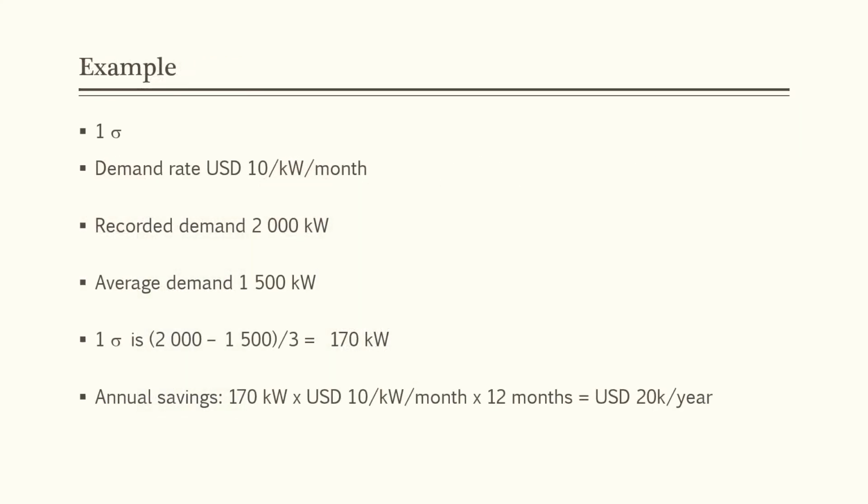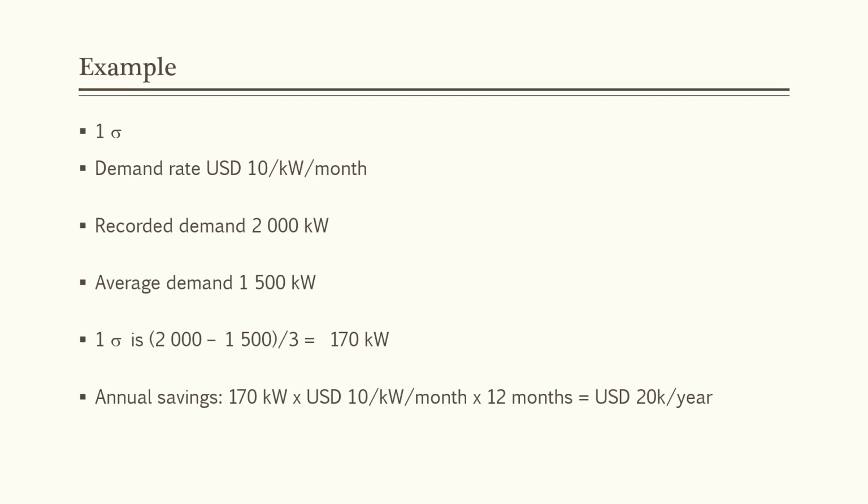Let's take this example, and I refer to that slide that was showing the demand profile of that processing plant. Let's say that we will be reducing about 1 standard deviation, and the demand charge is about $10 per kilowatt per month, and the recorded maximum demand is 2,000 kilowatts, and the average demand is 1,500 kilowatts. So the standard deviation is 170 kilowatts.